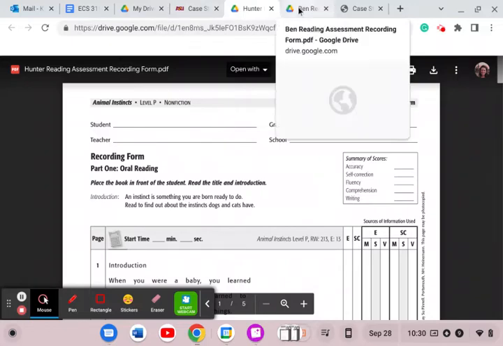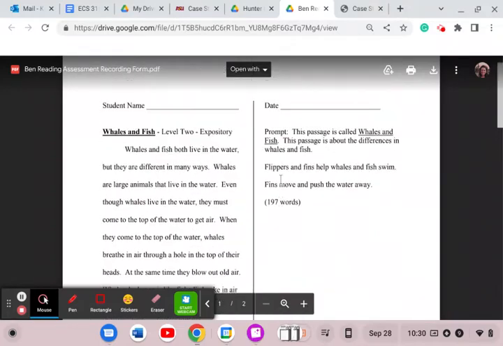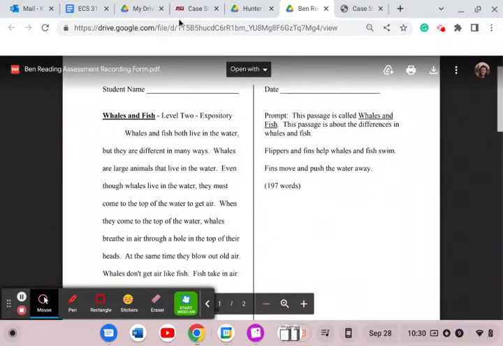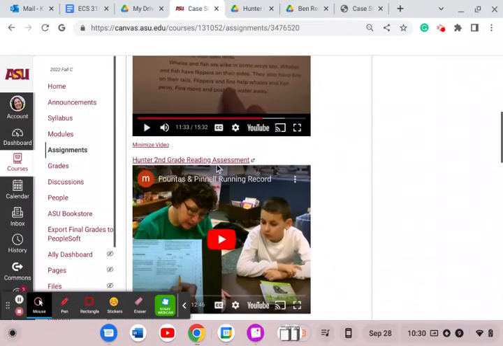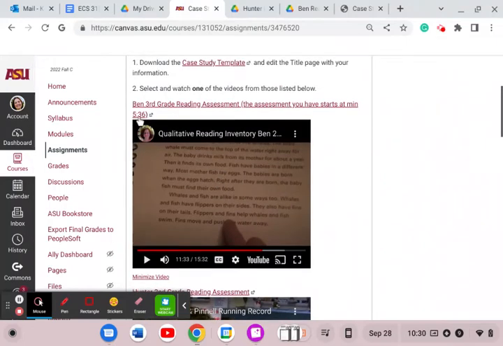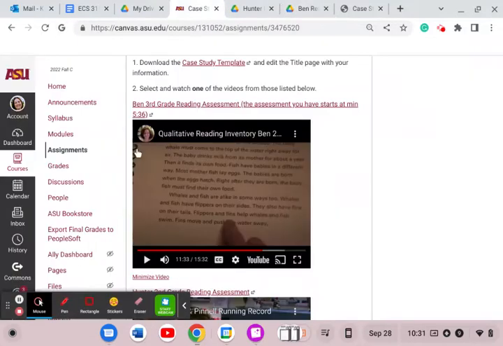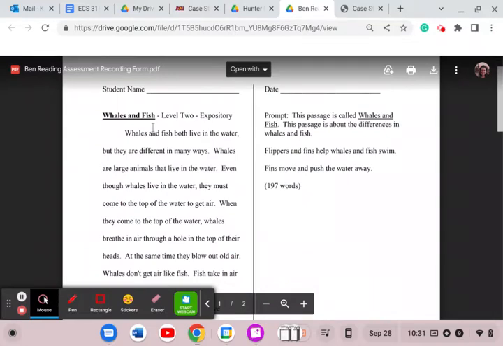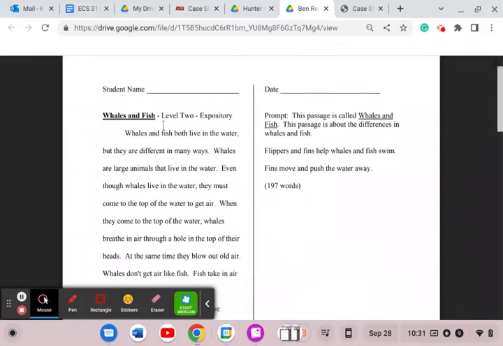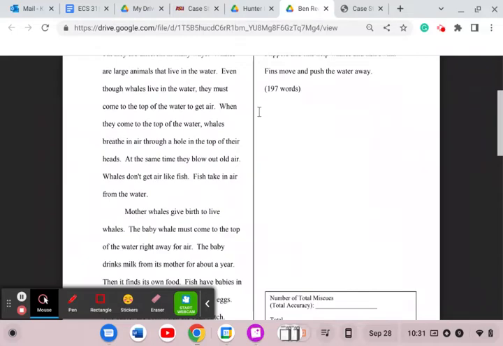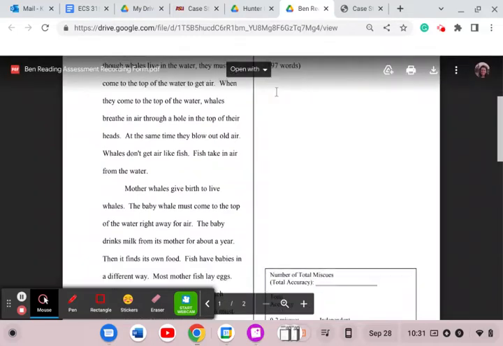I want to walk through each one. If you were to use Ben, you are going to start at minute 5 and 36 seconds. This assessment that matches what you have here for Ben doesn't start until 5 minutes in and 36 seconds, so make sure you fast forward to get to Ben. Then you'll be hearing Ben read Whales and Fish. It goes all the way through. It has 197 words in this passage.